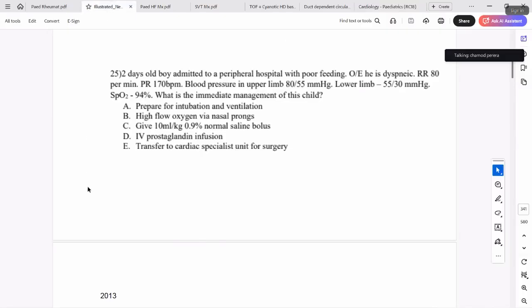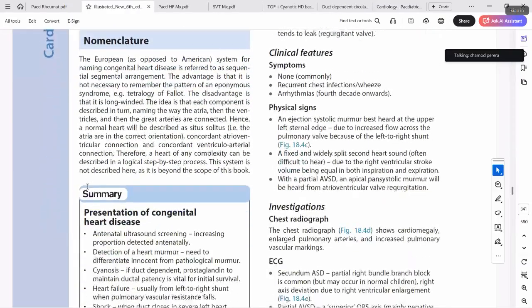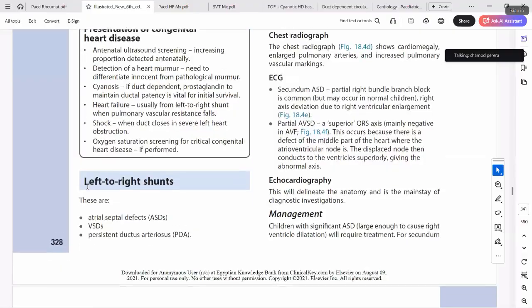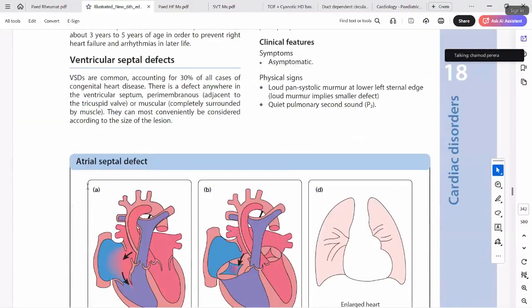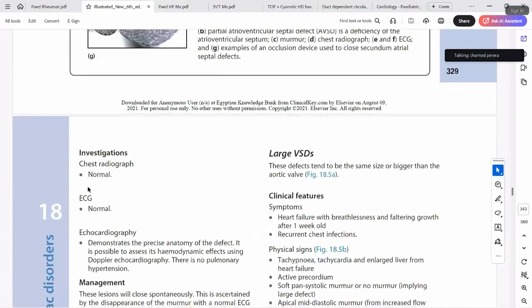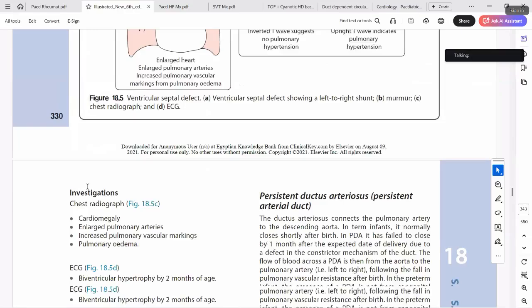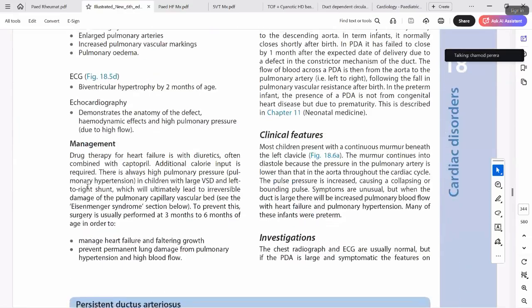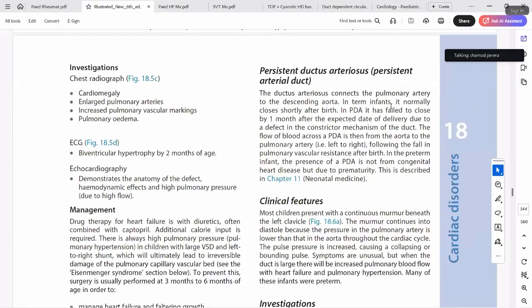I will take you all through the ductus arteriosus. Usually the ductus arteriosus is something that is going to close soon after birth, but if it is not going to close one month after the delivery, that is going to be the main problem, right?